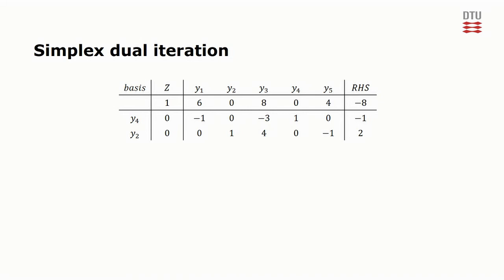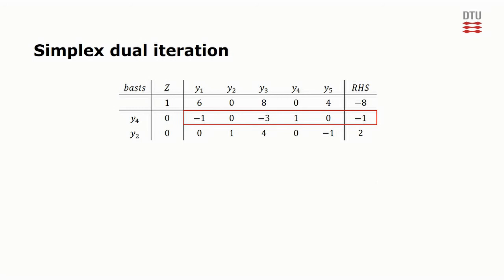As mentioned earlier, if one or more of the coefficients of the right-hand side of the constraints are negative, the current solution is infeasible. In that case, we can perform what is referred to as a dual simplex iteration in order to restore feasibility. We look for the most negative coefficient in the right-hand side, in this case -1. This gives us the variable exiting basis, in this case y4.